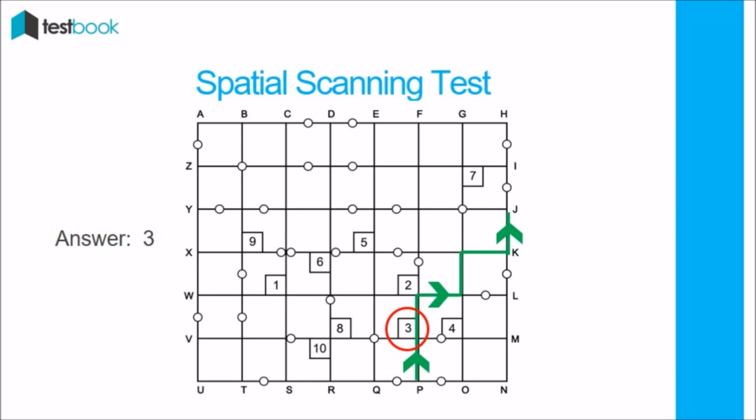In this map in front of your screens, you can see routes indicated by a green line. This line passing through house 3 is the shortest possible route between P and J. The route from P to J passes through house number 3, which is eventually going to be your answer.